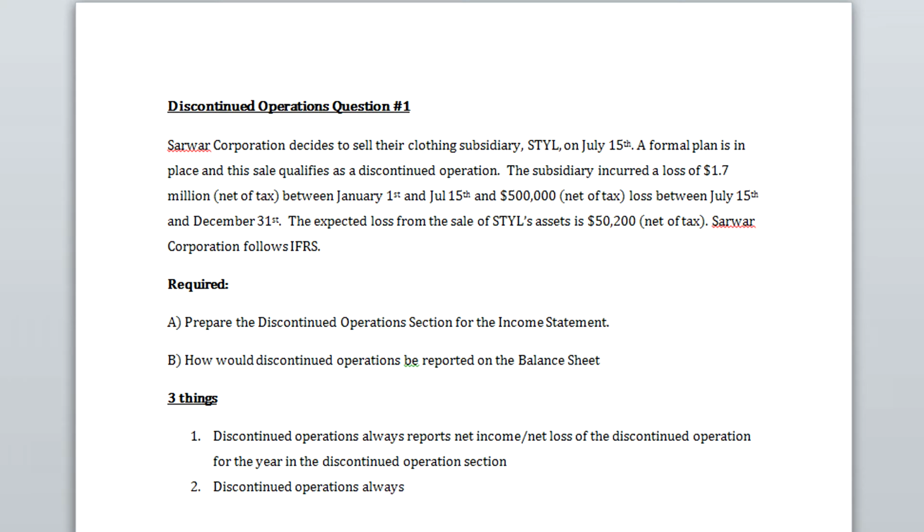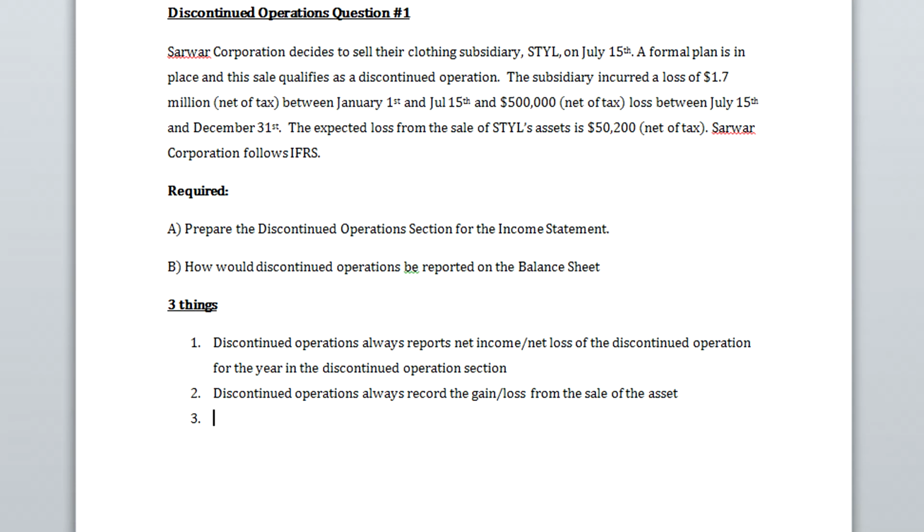Okay, second thing you need to know is discontinued operations always records the gain/loss from the sale of the asset. Okay? So that's the second thing you record. First thing discontinued operation records is net income / net loss of discontinued operation for the year. And the second thing is the gain or loss from the sale of the asset. And the third thing you need to know is that both of these things are reported net of tax. Okay? And those are the only three things you need to know in order to get through discontinued operations. Okay?